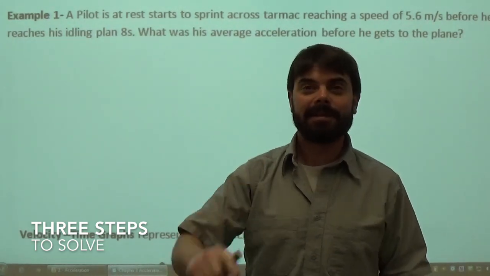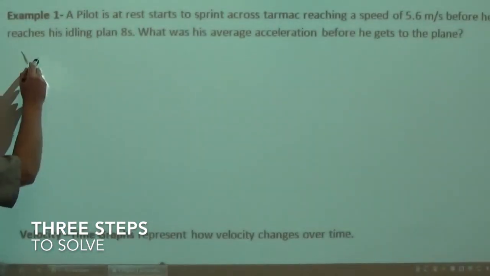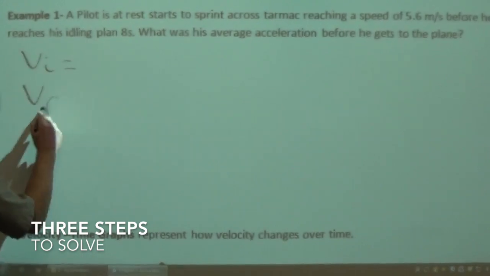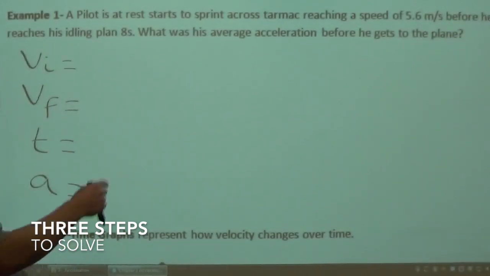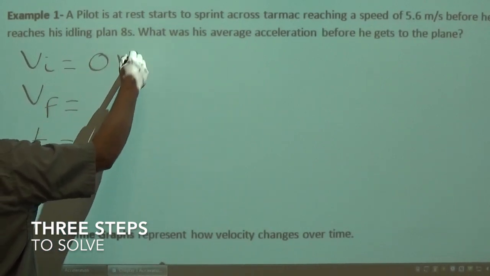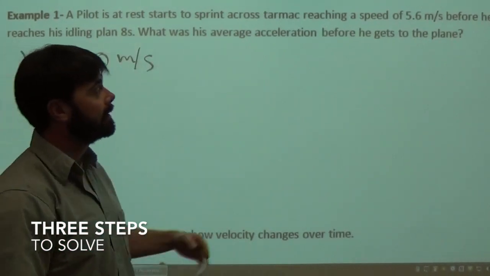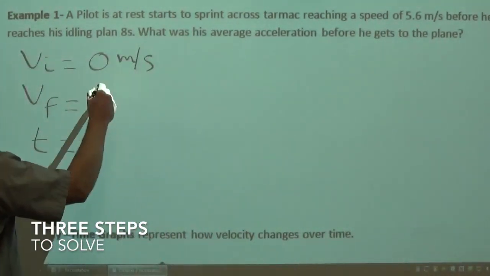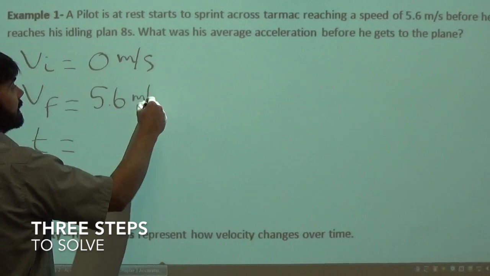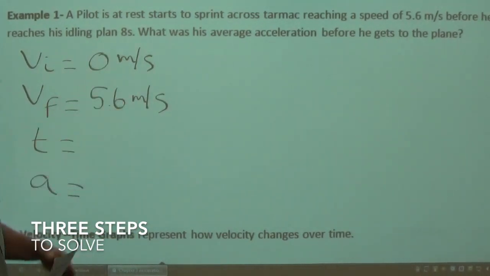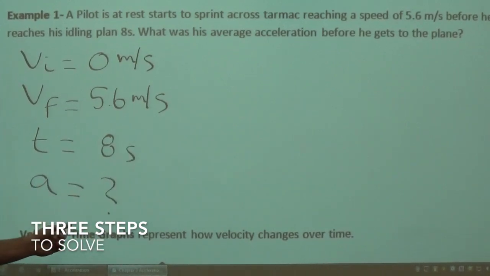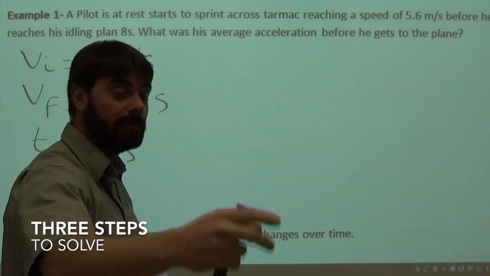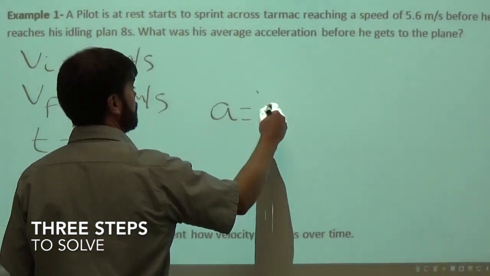Number one, list the variables. Velocity initial, velocity final, time, acceleration. Read the problem and write them out. Starting at rest, initial velocity 0 meters per second. Reaches a speed of 5.6 meters per second. Time it takes for this to happen is 8 seconds. The acceleration is unknown. 2, list the equation.